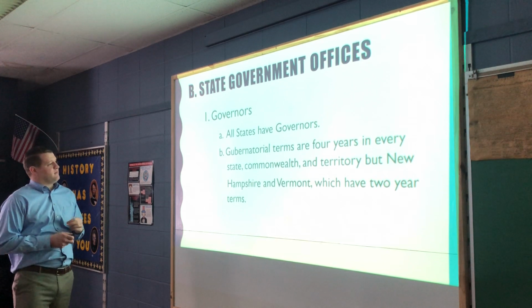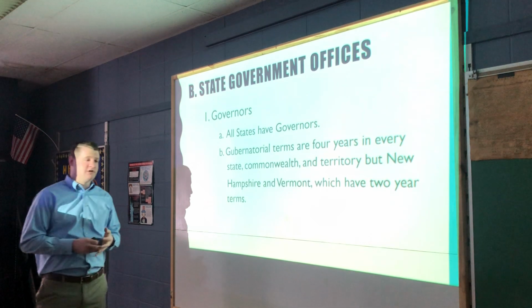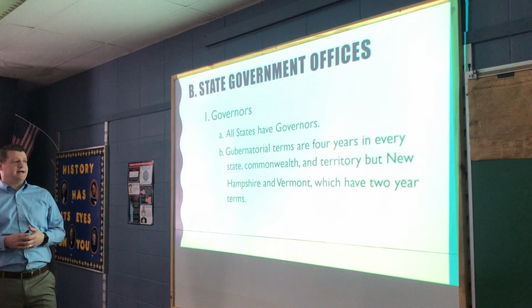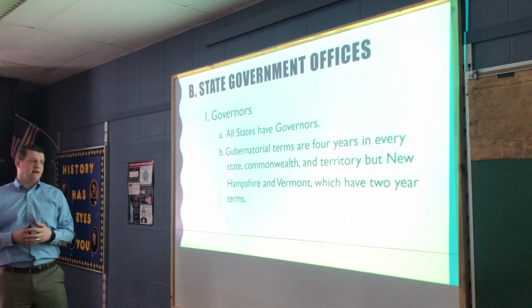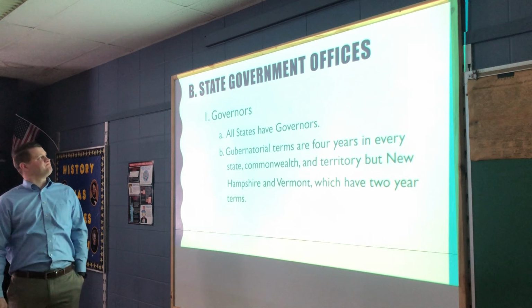Obviously, these rules are based on each state's constitution. Because all states have different constitutions, they all have different rules for how they are governed. So 48 of the states decided to have a 4-year term, and 2 states currently have the 2-year term.